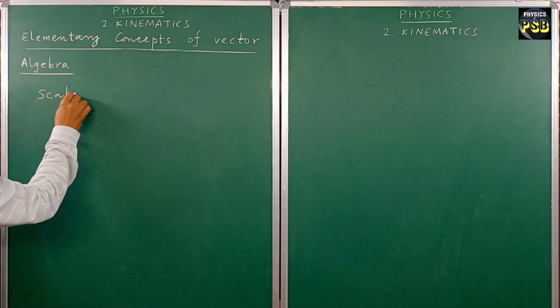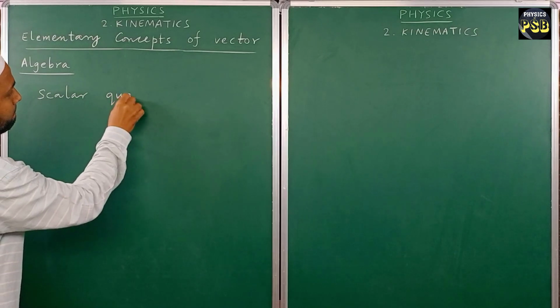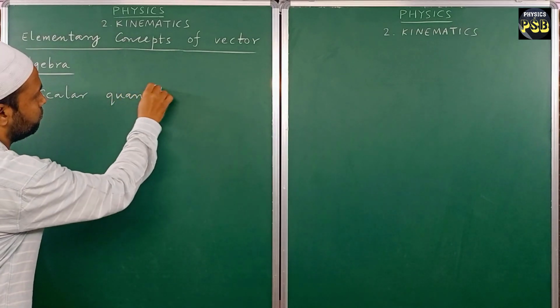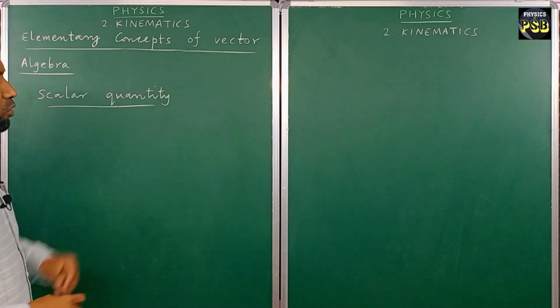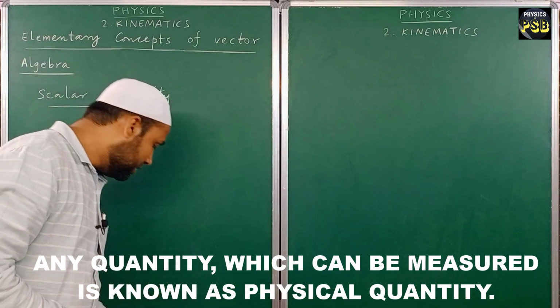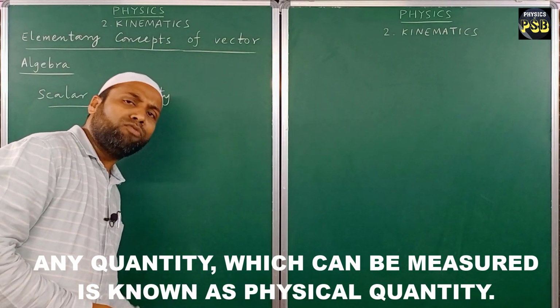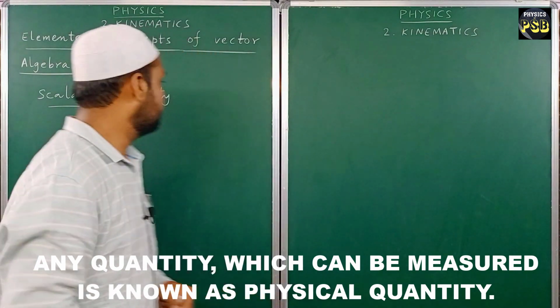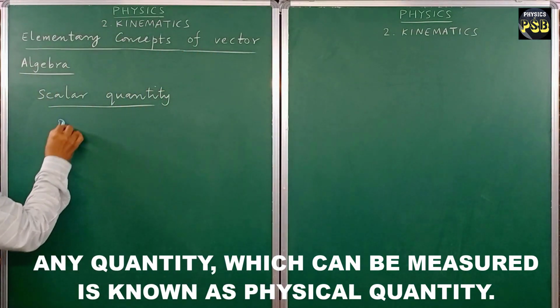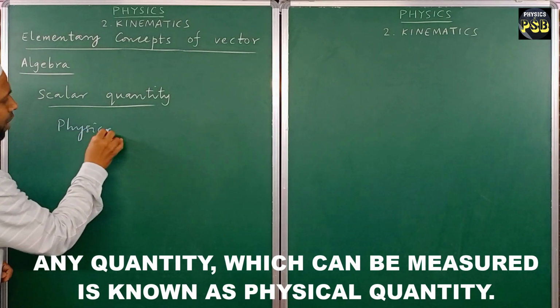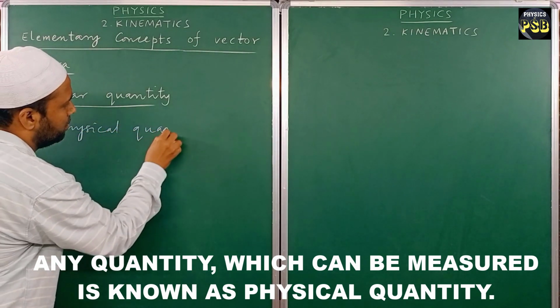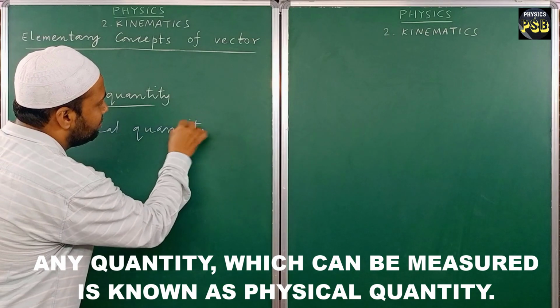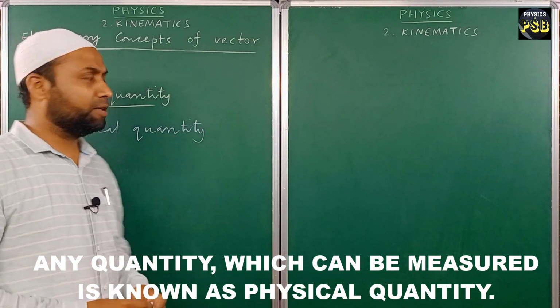Scalar quantity. Here when we say quantity, it represents the physical quantity, and we know physical quantity is any quantity which can be measured. So any quantity that can be measured is referred to as a physical quantity.